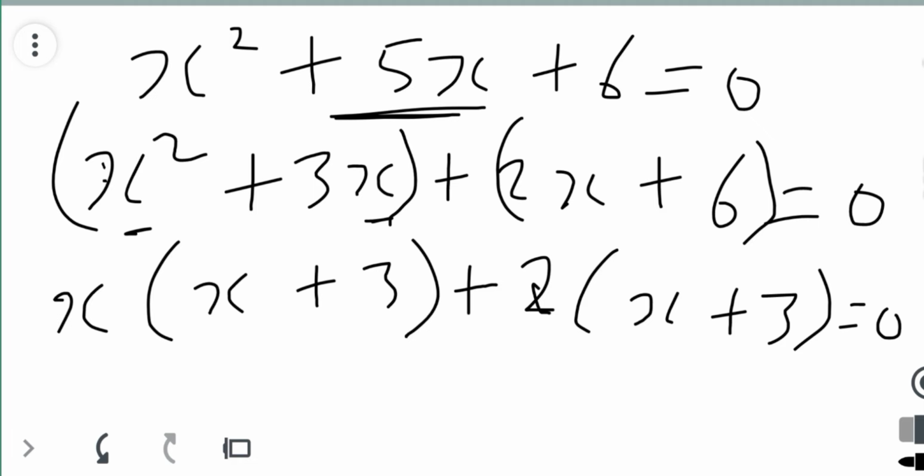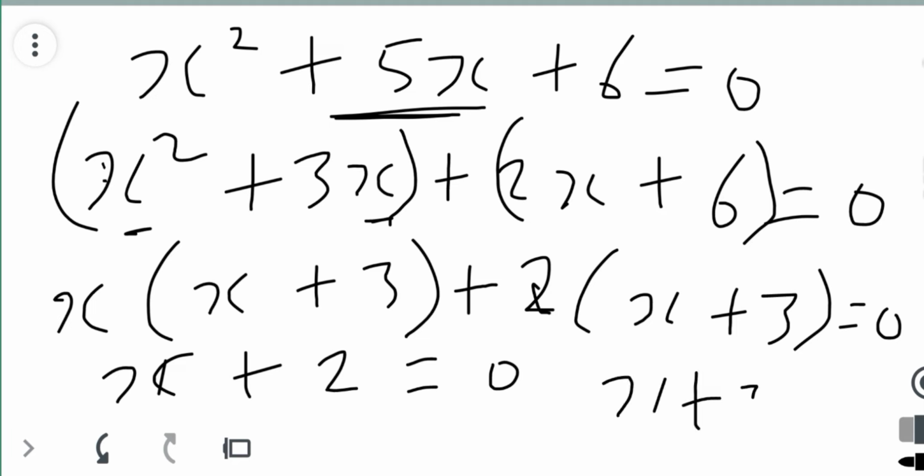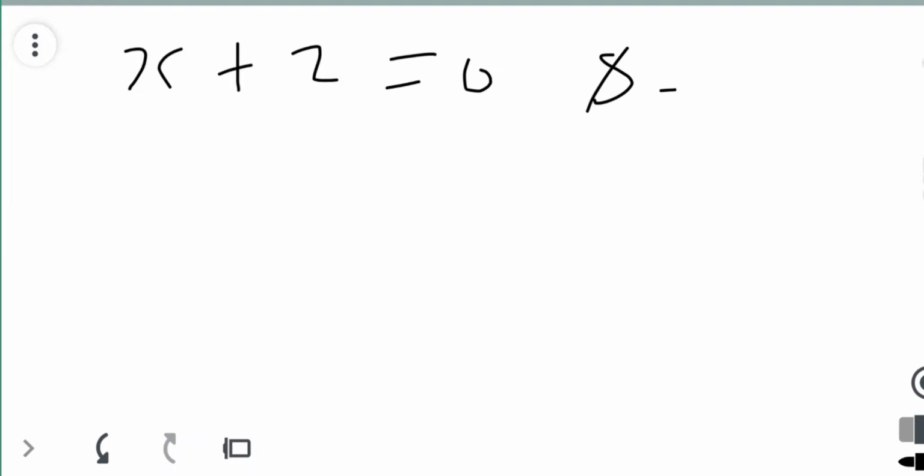So like I said, the 2 brackets must be the same thing. So far they are the same thing. We'll just pick one there. So we can have x plus 2 equals 0, which is the first one, and as well x plus 3 equals 0. Don't forget, we want to get the final answer. So we said x plus 2 equals 0 and x plus 3 equals 0.